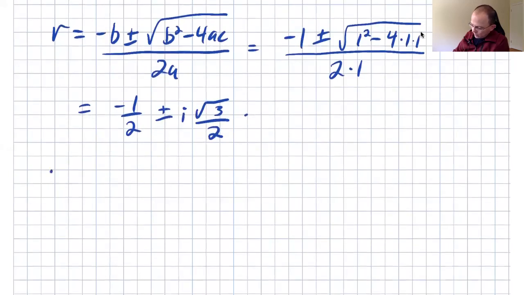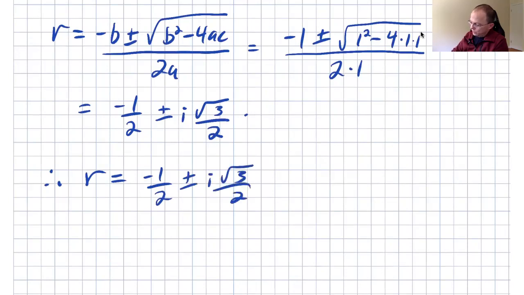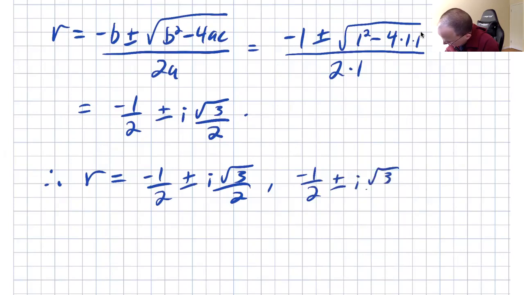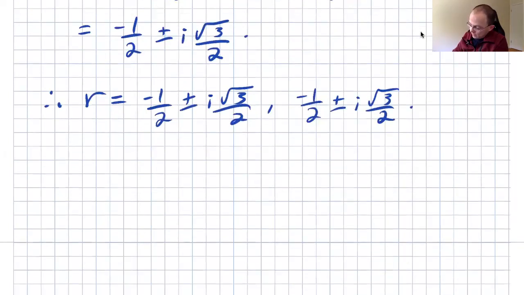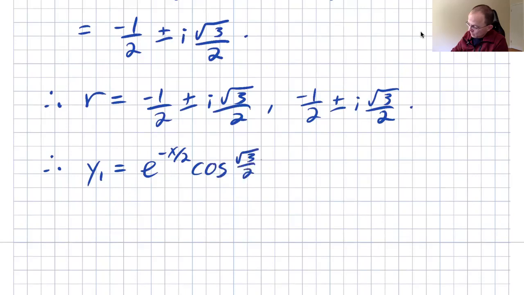Okay, so therefore the roots are going to be minus 1 over 2 plus or minus i square root 3 over 2. And then that is repeated again. So we get another copy of this pair of roots. And so therefore, y1 is equal to e to the negative 1/2 times x, maybe I'll just write it as x over 2, times cosine of root 3 over 2 times x.